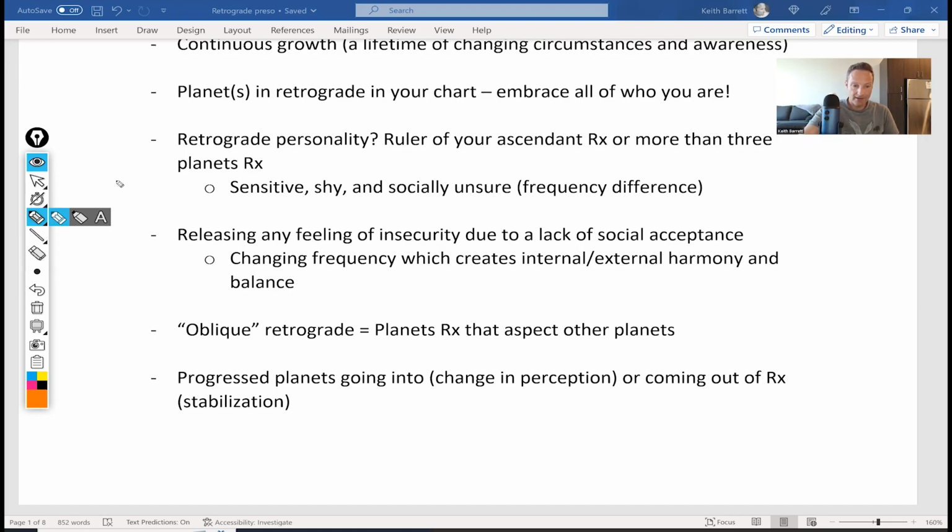The other consideration is what's called an oblique retrograde, which means, let's say you have Saturn retrograde and it's in exact opposition to Mercury, and your Mercury's not in retrograde. Mercury would be considered an oblique retrograde. And so what that means is that the aspect between Mercury and Saturn, Mercury in relationship to Saturn, would act in a retrograde type way, right?